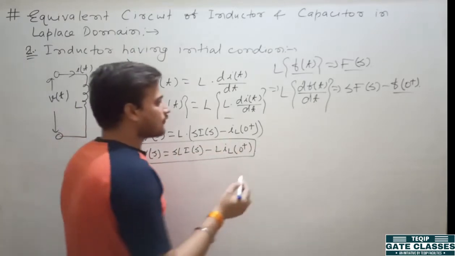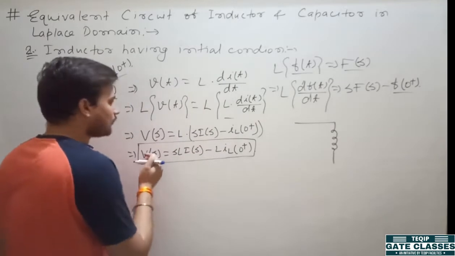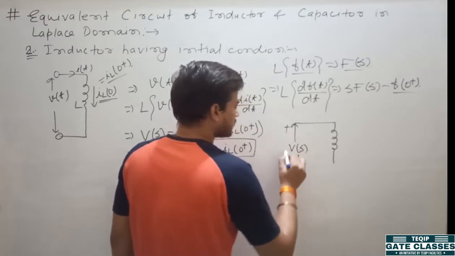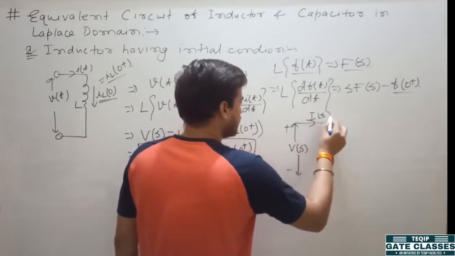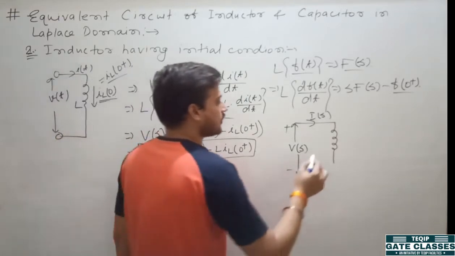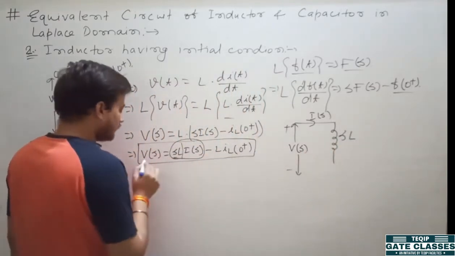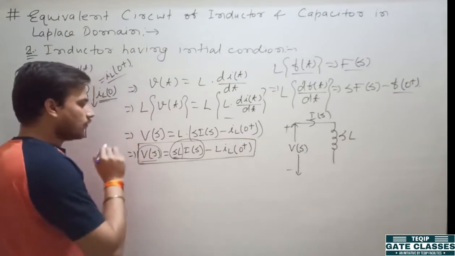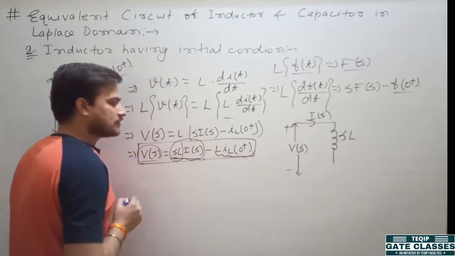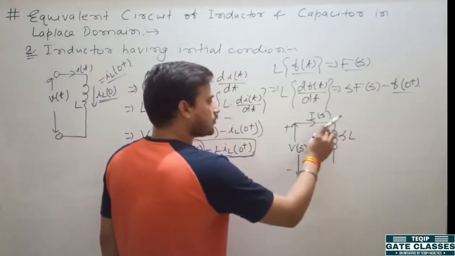So now we have to write the equivalent circuit. Here the voltage will be replaced by Vs, plus minus. Current will be now Is. Now this inductor will be replaced by S into L. Now what do you see? This is Vs. The whole term is representing voltage, and here the whole term is representing voltage. That means the voltage drop across this inductor will be SL into Is.